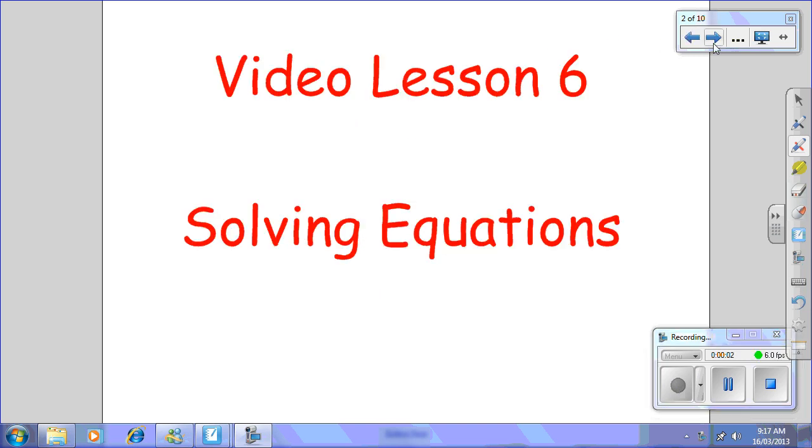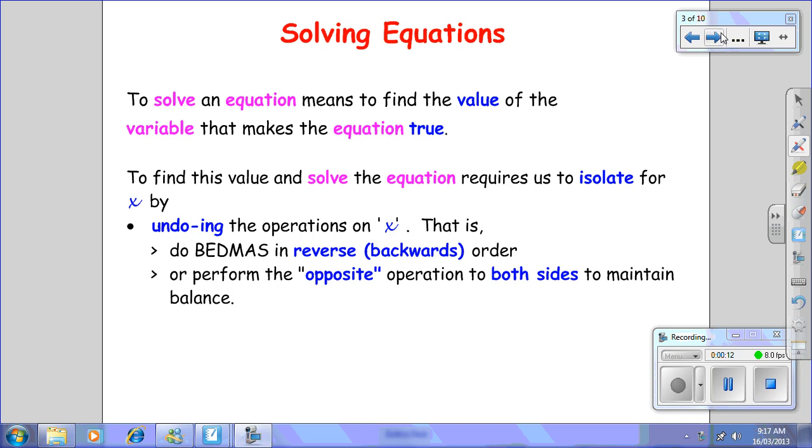Linear relations, and solving equations. We've already solved lots of simple equations throughout the semester. We're going to extend our knowledge of solving equations to multi-step equations. We need to remember first that solving an equation means to find the value of the variable that makes the equation true. To find this value requires us to isolate for x, or the unknown, by undoing the operations on x, or the unknown.